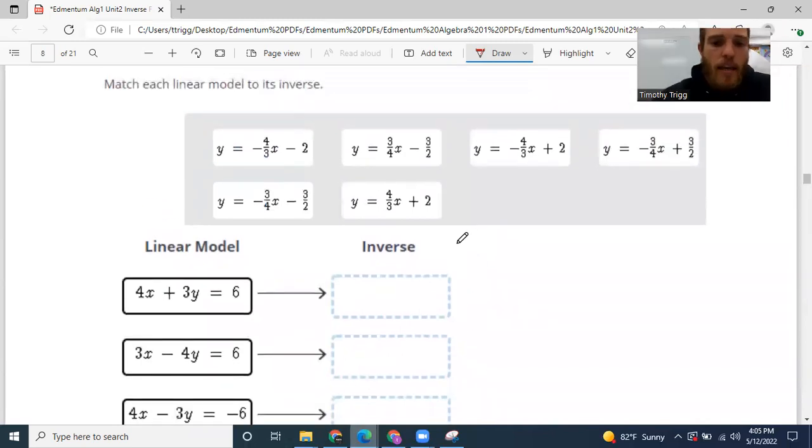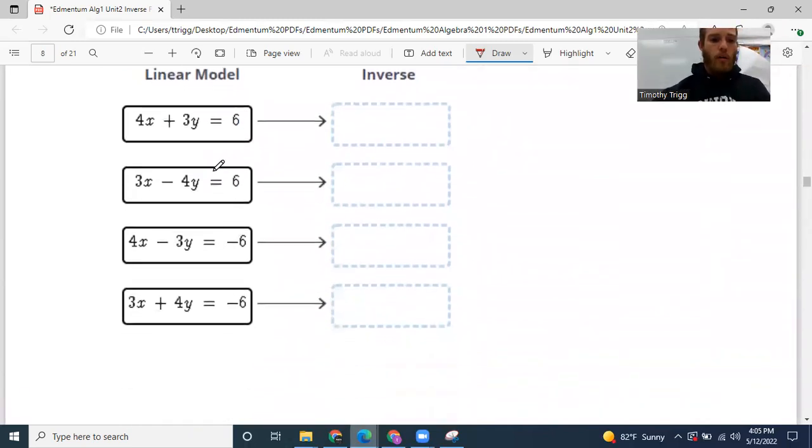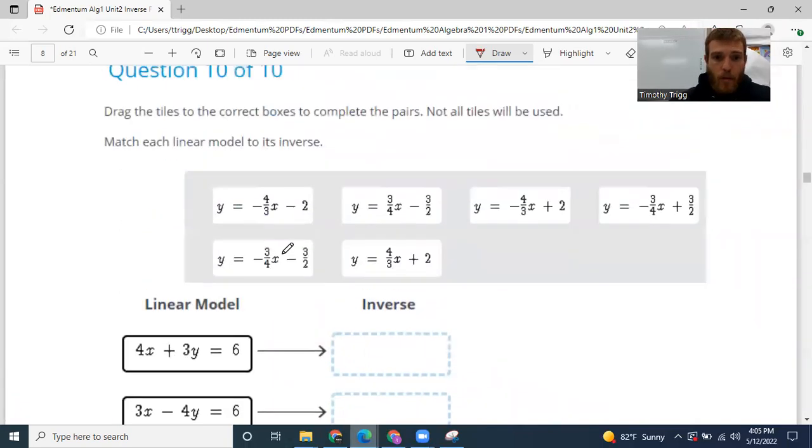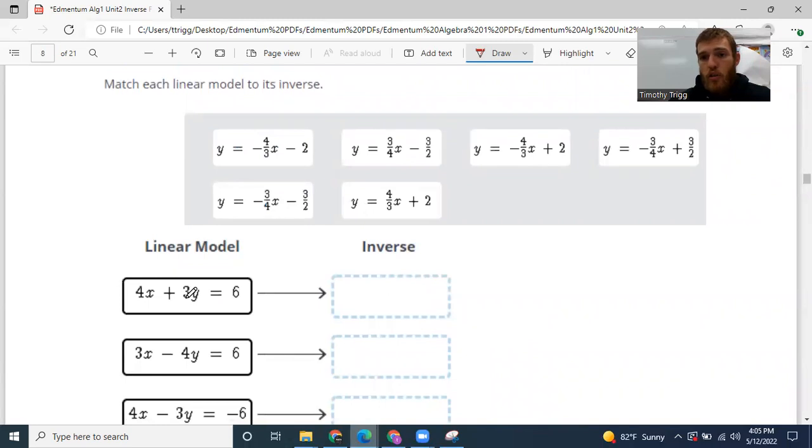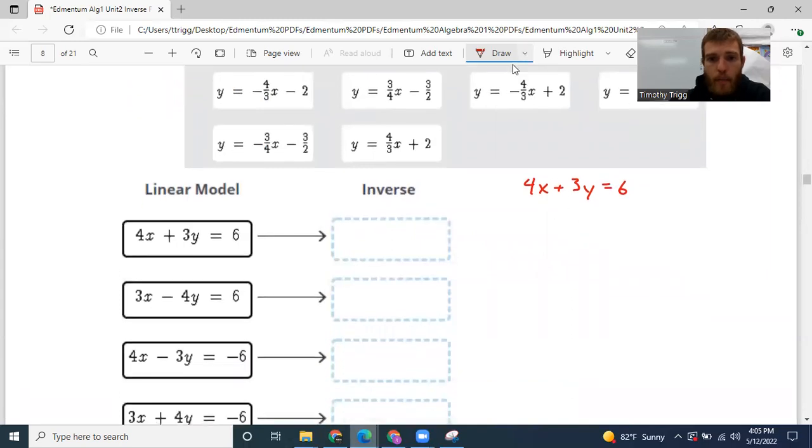For this one, they give us 4 linear models here, and we want to find the inverse of each of them. So for each of these, we're essentially going to find the inverse. So we're going to swap the x and y, and then we're going to solve for y. So let's go ahead and start with this first one. So this is going to be 4x plus 3y equals 6. Swap the x and y. That's always our first step. So that's going to be 4y plus 3x equals 6.